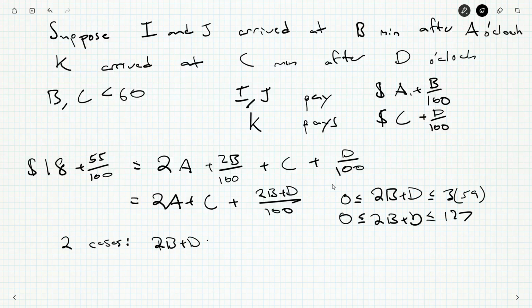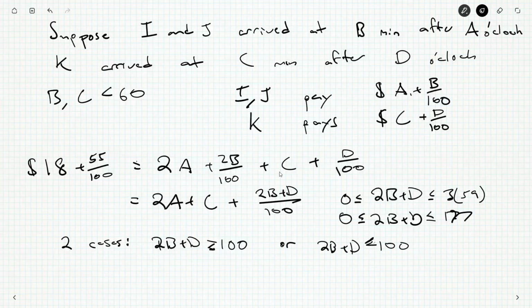2B plus D is greater than or equal to 100, or 2B plus D is less than or equal to 100. Or is less than 100. Because it'll never be more than 200, so it won't be contributing $2 to the whole amount. At most, it could be 177 if everybody arrived at just a minute before the clock changed. Okay.